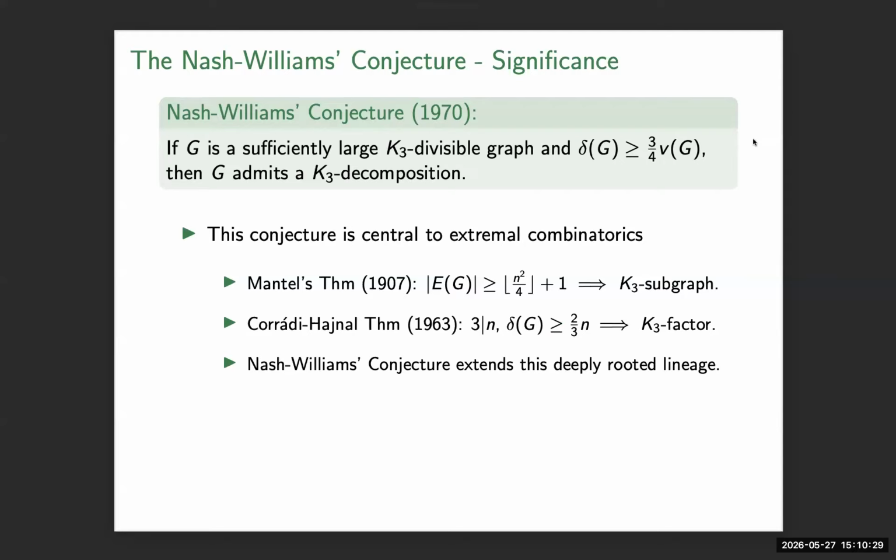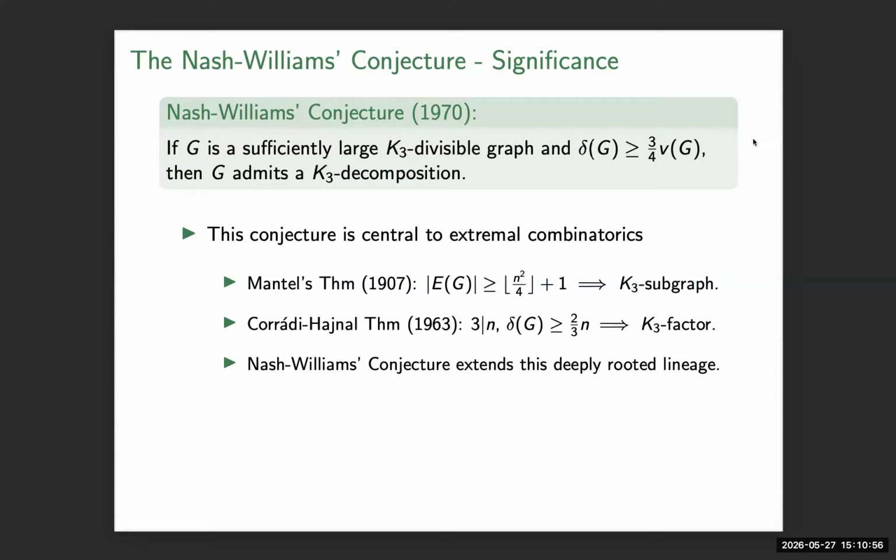Before I talk about what's known about the Nash-Williams conjecture, I want to talk for a few minutes about why I think this is an important conjecture. So first, it's central to extremal combinatorics. There's a couple heavy-hitting theorems. I don't know what your first undergraduate class in combinatorics or graph theory looked like, but these showed up in mine, right? They're really classical results.